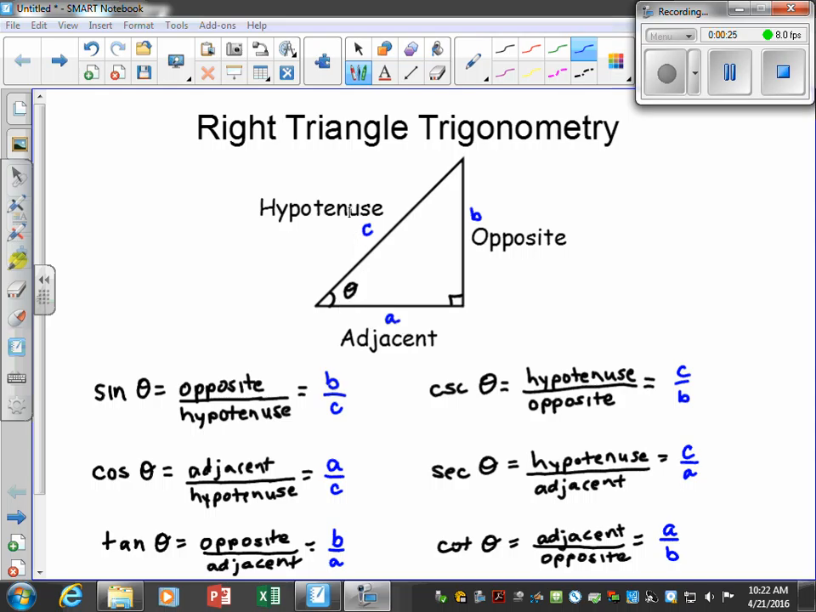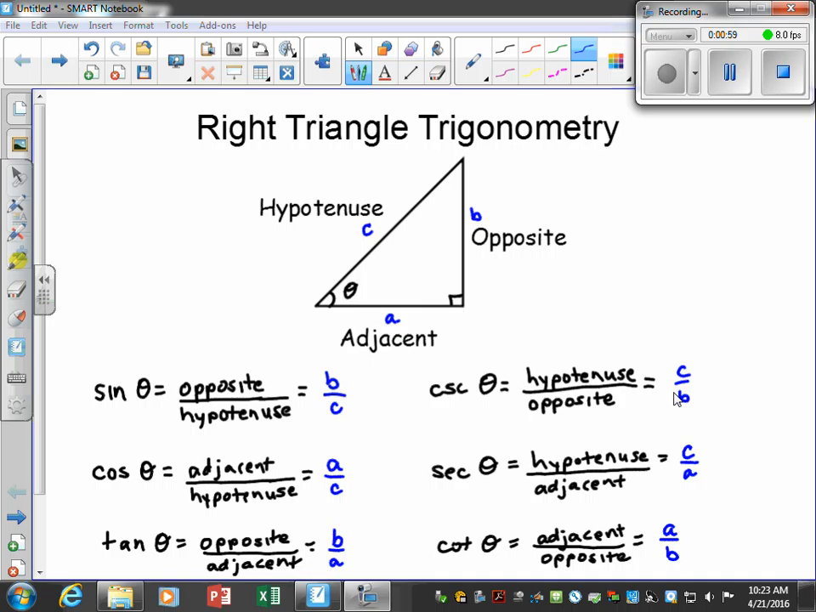And then this is our hypotenuse side, and that's probably the most important, because the hypotenuse is always going to be the longest side. Sine of theta is defined to be the opposite over the hypotenuse. So if we were using these letters, it would be B over C. Cosine of theta is adjacent over hypotenuse, A over C. Tangent is opposite over adjacent, which is your B over A. Cosecant theta is hypotenuse over opposite, which is C over B.